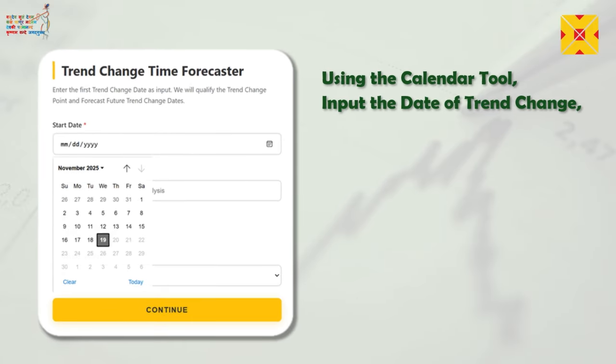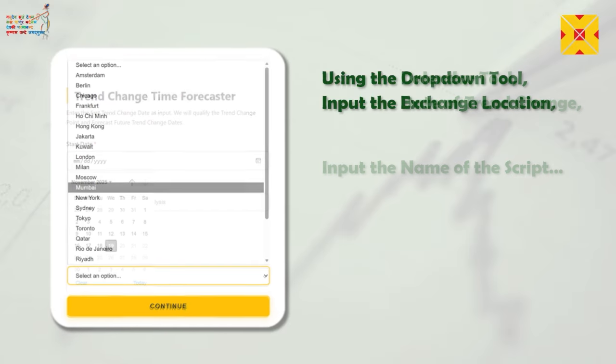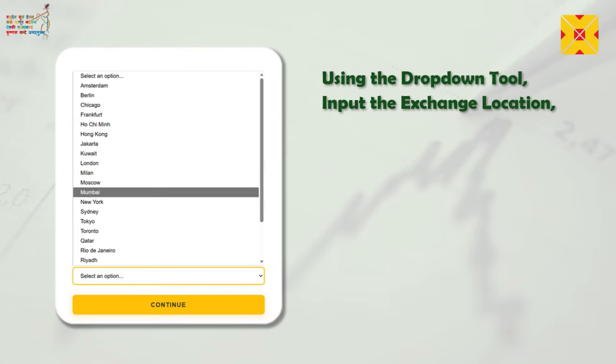Using the calendar tool, input the date of the trend change you noted earlier. Then, input the polarity. Was it a high or a low? Finally, enter the name of the script you're analyzing. Using the drop-down menu, select the exchange location for your script. Once you've entered all the information, click the Continue button.